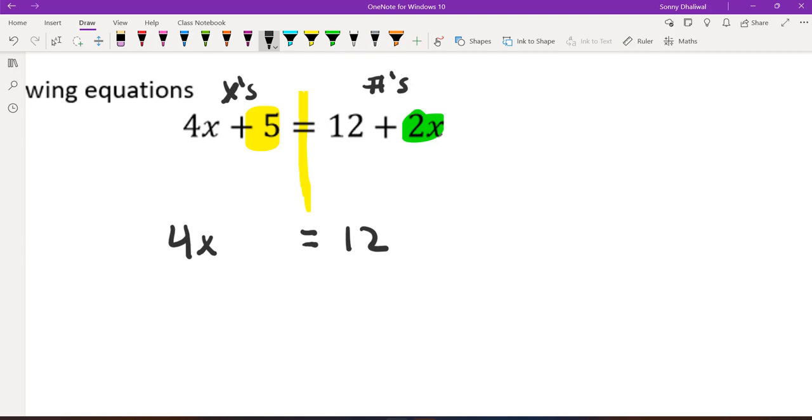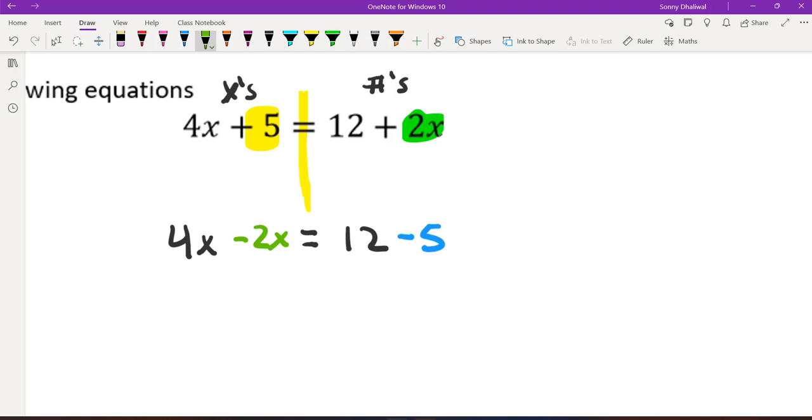12 plus 5. Not 12 plus 5. Minus 5. It's positive 5. It turns to minus 5 on the other side. Right? Changing sides of the equation. Right? How about that 2x? It can go from here to here. How does it look like on the left-hand side? Minus 2x.